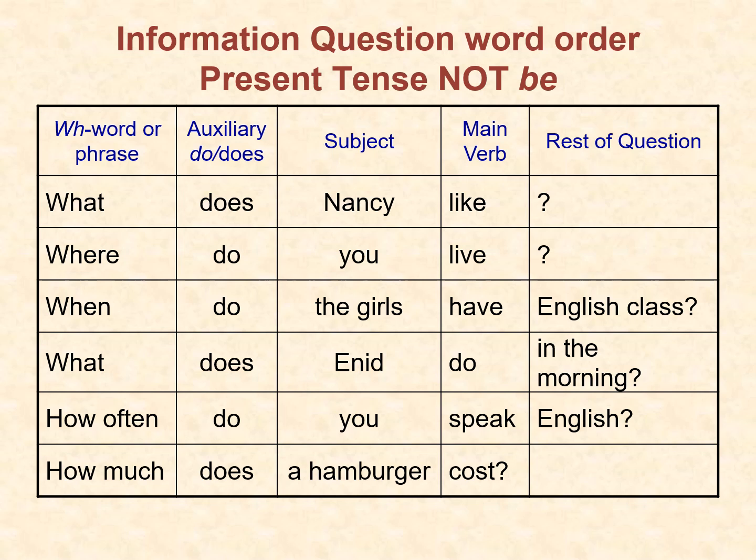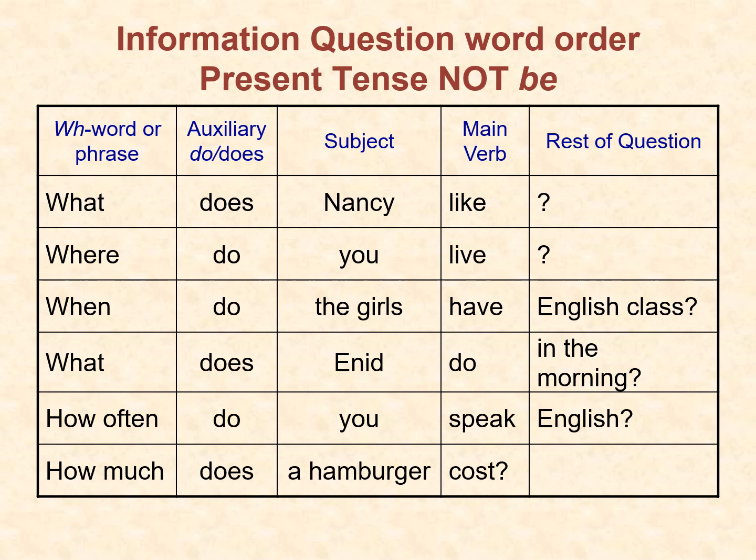The order of the words is then a WH word, the auxiliary do or does, the subject of the sentence, then the verb and the rest of the sentence. So we get, what does Nancy like? Does, because Nancy is third person singular, she. So what does Nancy like? Where do you live? Do you in the question. When do the girls have English class? Do the girls.